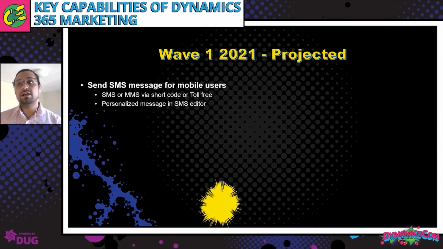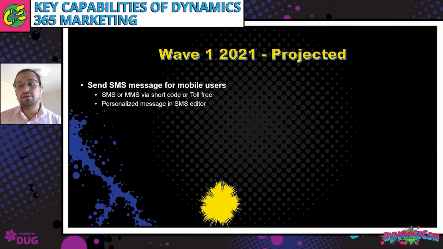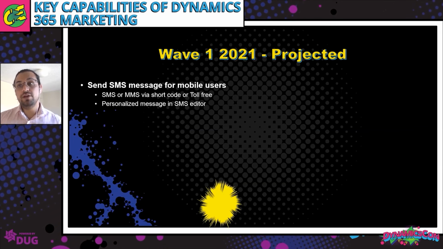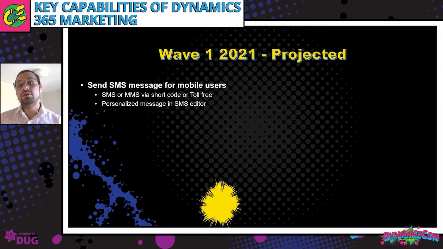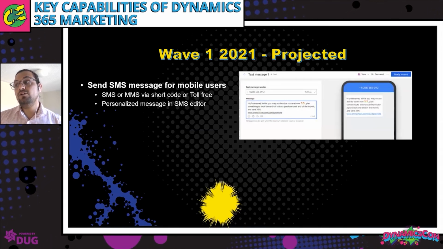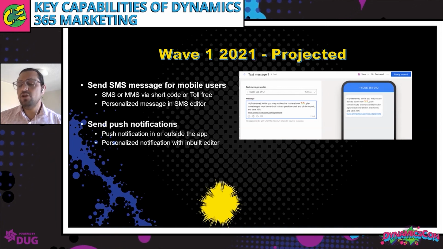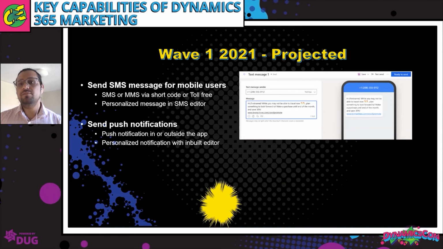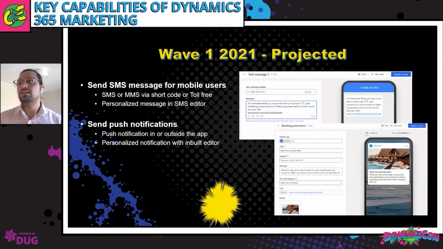Let's say SMS marketing is coming in. You can send an SMS, MMS, create those using an inbuilt tool. You can use the short code or toll free numbers to send those SMS. It looks like this. You can send a push notification actually, and you can also personalize those before sending a push notification, doing a preview, and different sort of stuff in the marketing. And it looks like this.